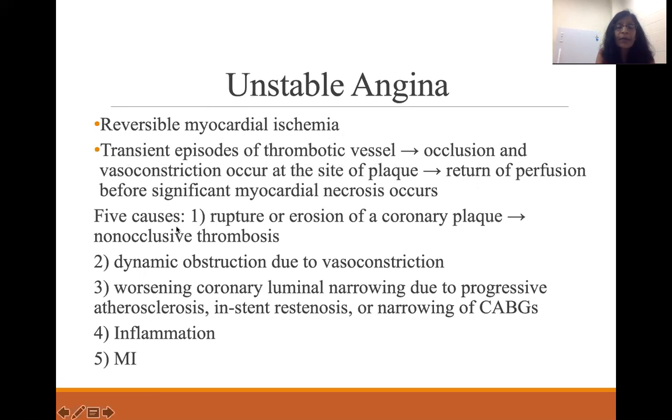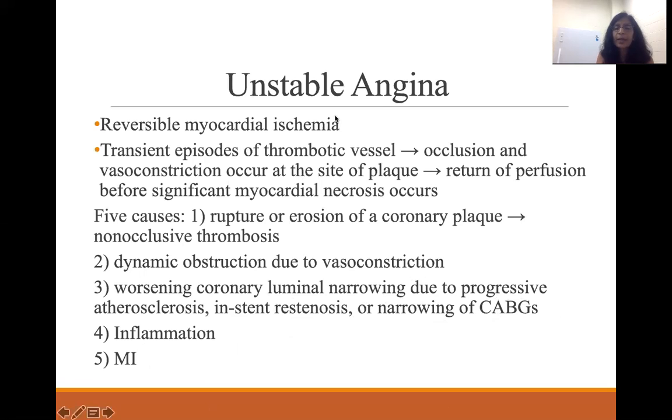So there are causes: rupture or erosion of the coronary plaque, and non-occlusive thrombosis is how you refer to that, and then dynamic obstruction due to vasoconstriction. So there is plaque, but vasoconstriction would worsen the condition. And then worsening coronary luminal narrowing due to progressive atherosclerosis, where the growth of this plaque has expanded, or restenosis of in-stent, so a stent being replaced, or narrowing of CABG. This is the bypass surgery procedure, where the vessel is narrowing at the site where the replacement was made before. Inflammation and MI are the two other key causes.